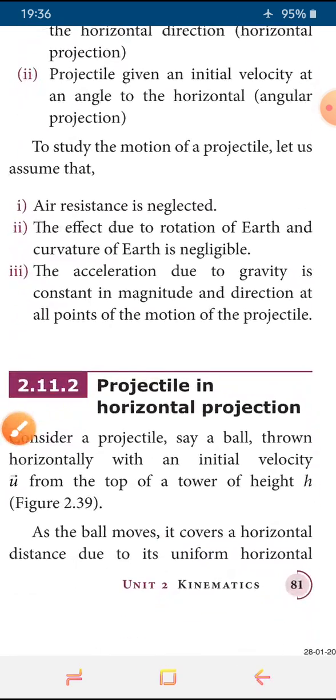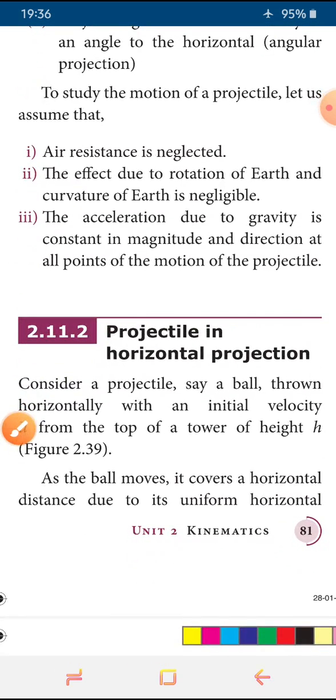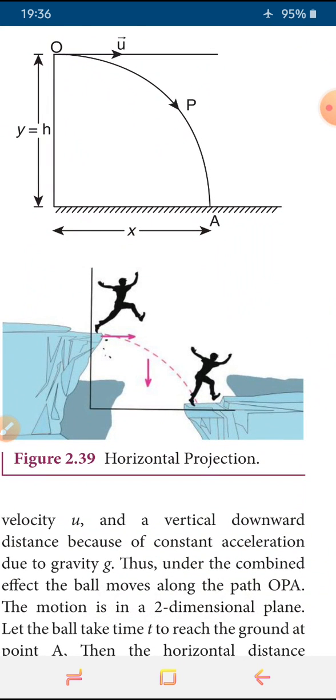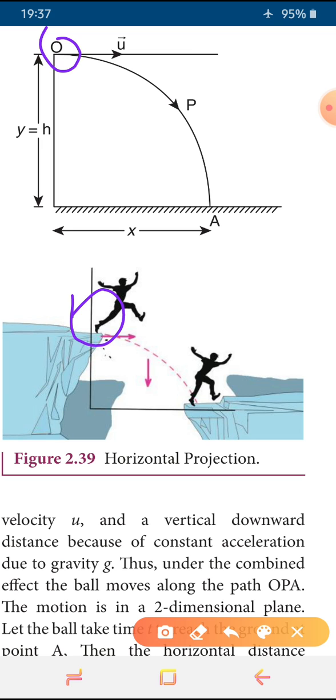Okay, and next, first we'll study projectile in horizontal motion. So what effect is it giving in horizontal motion? Here we will discuss with the help of this diagram, check diagram 2.39 and see the picture, both are representing the same. One person is standing at the top of the hill or top of the building, and he is jumping, and see his path like a parabola. Like that, here one object is thrown, it is not moving in a straight line, it is moving with some curvy track.